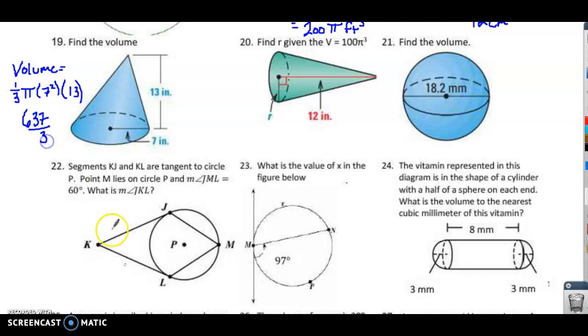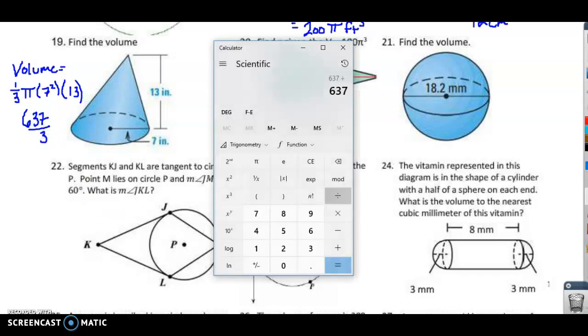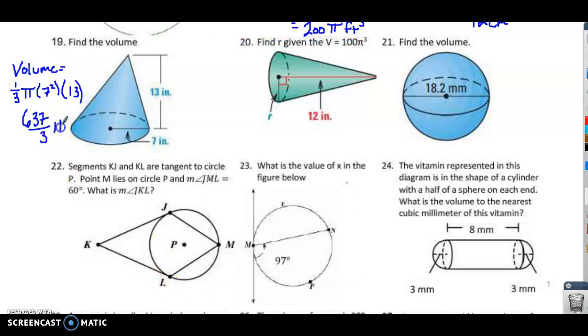637 over 3. I don't believe 637 is divisible by 3 evenly. No, it's not. It's 212 1/3. I'm just going to say pi inches cubed. And again, you can round that into the nearest tenth or hundredth if you'd like. Find the radius, given the volume of this cone is 100 pi inches cubed, or units cubed.